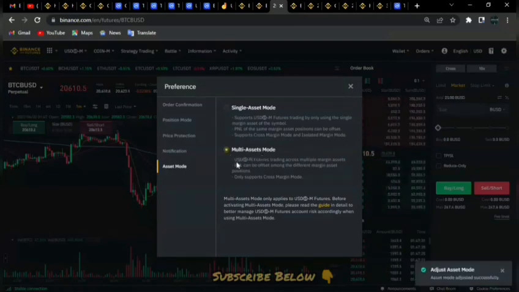Now you can see the multi-asset mode has been adjusted successfully. The multi-asset mode is only supported in the cross margin mode, and it allows you to use your assets.